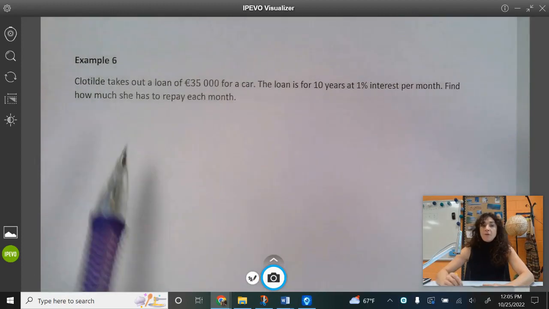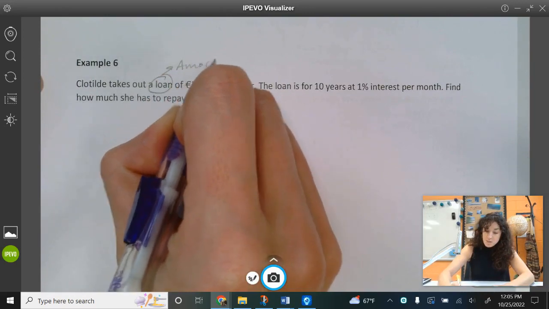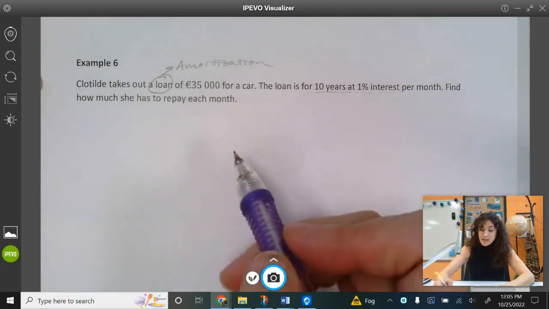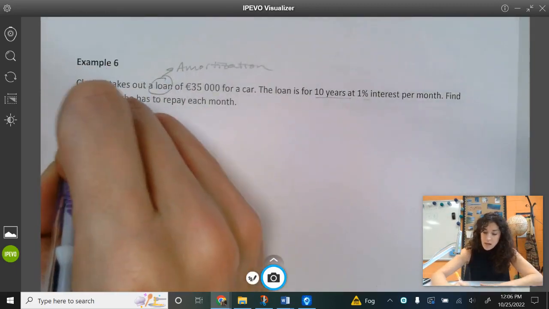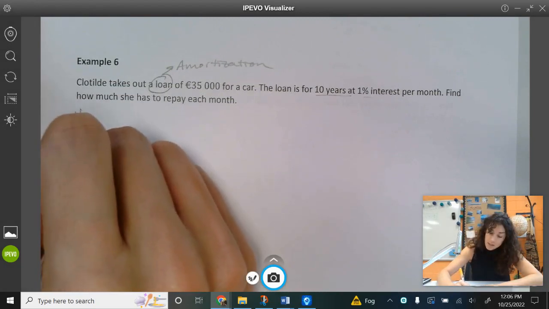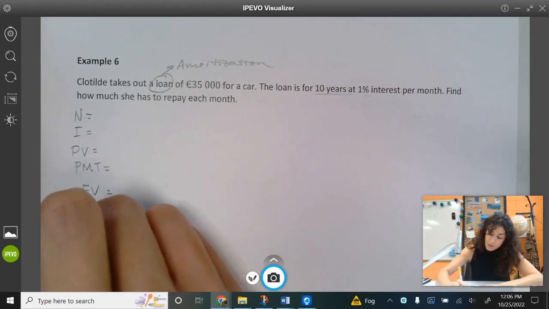Okay. Clotilde takes out a loan of 35,000 for a car loan. So that's how I know that it's amortization. The loan is for 10 years at 1% interest for find out how much has to be paid each month. That's a lot of information. It's actually got all the information at once. So I'm going to think in my brain, okay, I'm in the category of amortization. Amortization, I have to use my finance solver. Okay, finance solver means I have this list of variables that I need to answer. So N, I, P, B, PMT, FV, PPY, CPY.